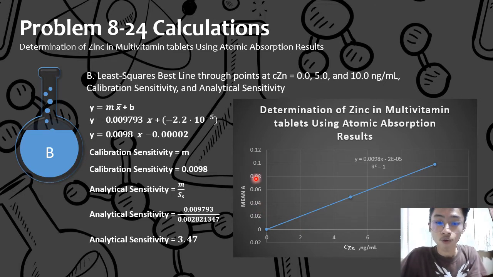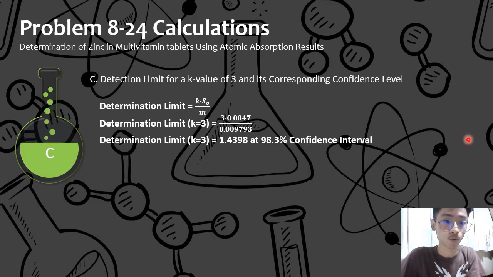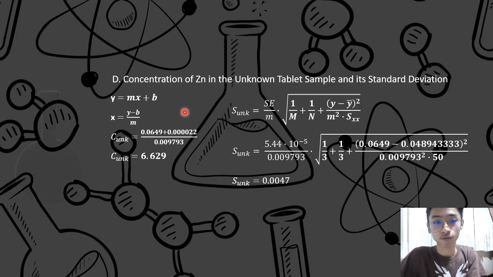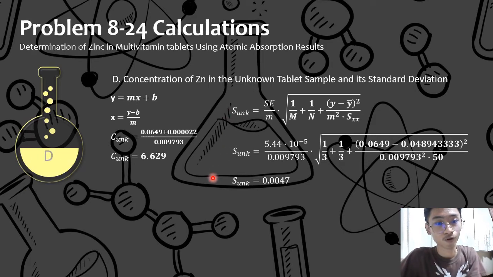For the Y values, these are the mean of the absorbance values. The next part for our first problem calculation is the detection limits. So we computed the detection limits as 3.47.